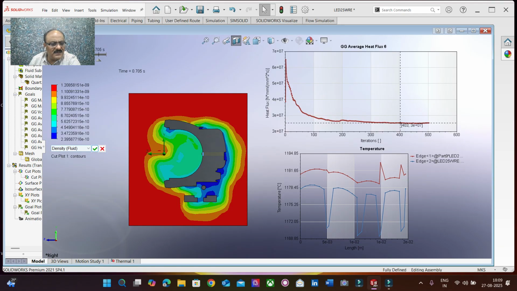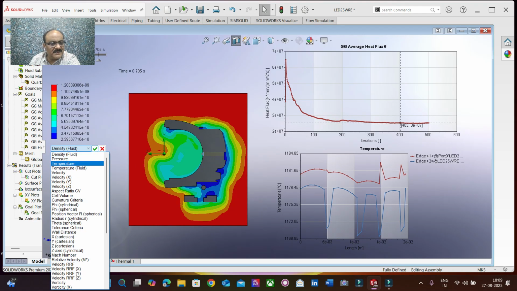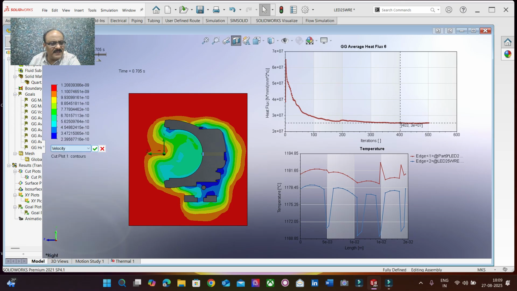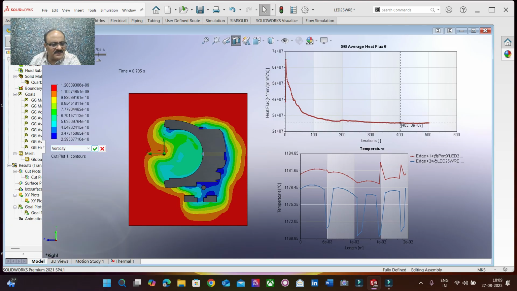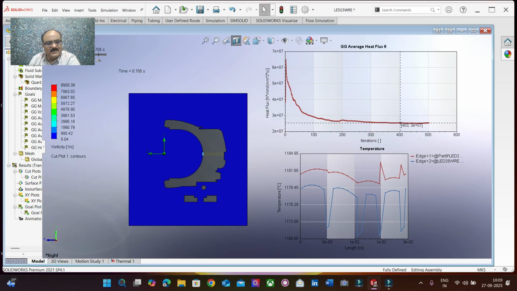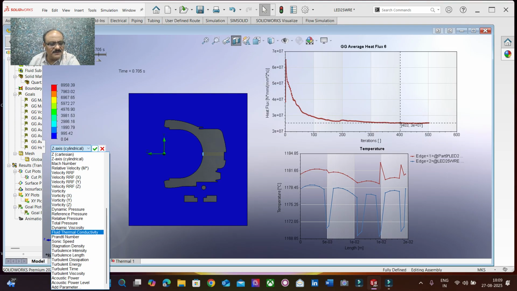Now the density of the fluid. And then we have the vorticity. This is the vorticity. There is no vortex because it's a thermal simulation. We can't expect any kind of vortex because there is no mechanical vibration happening.